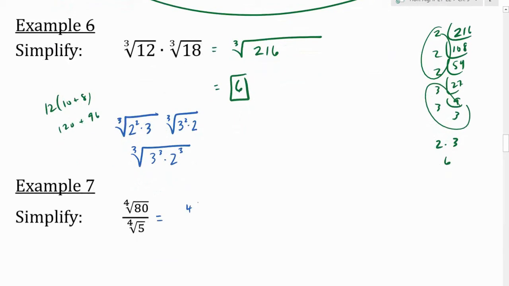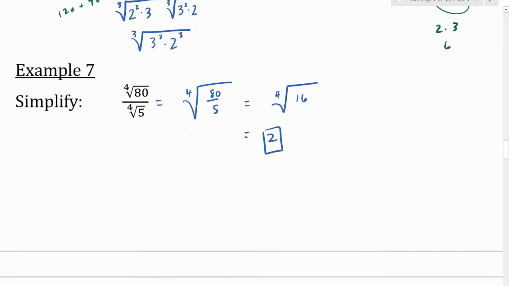Same thing here. The 4th root of 80 over the 4th root of 5, the principal 4th roots of each, is the same thing as the principal 4th root of 80 over 5. And 80 divided by 5 is 16. And the principal 4th root of 16 is just flat out 2. Okay.